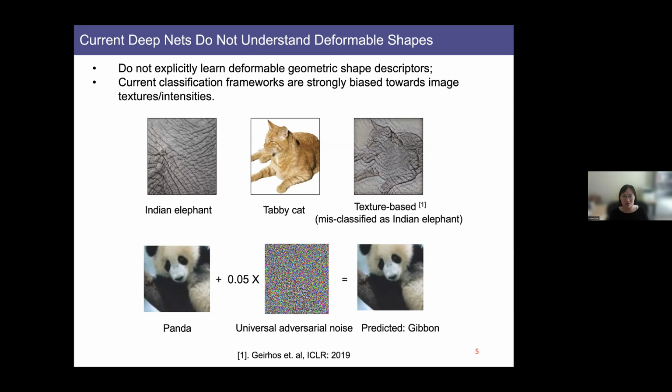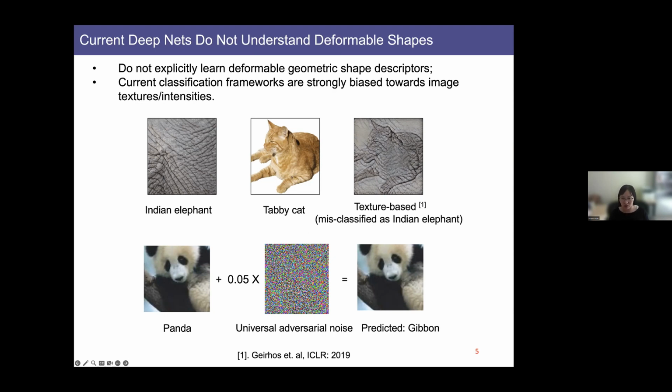My favorite example to show that current deep neural networks do not necessarily understand such deformable shapes comes from an ICLR paper in 2019, where the group replaced the very local texture of a tabby cat with that of an Indian elephant. Then you can easily fool the current deep networks to misclassify this tabby cat as an Indian elephant, which is one piece of evidence that current networks focus much more on image textures instead of global shape.